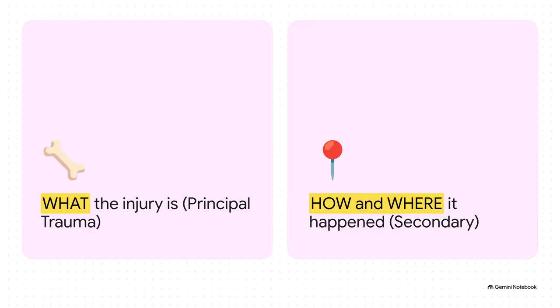Think of your claim in two distinct parts. First, you have your primary injury code, telling us what the trauma is, like a fractured tibia. Then, your external cause codes step in to tell us how and where it happened. You've got to lead with the what before you can ever attach the how.